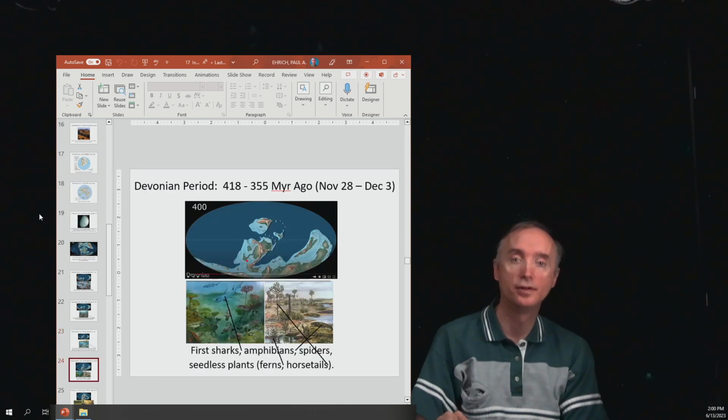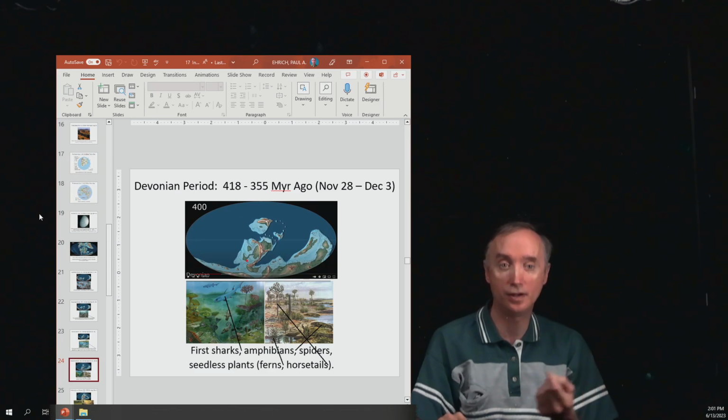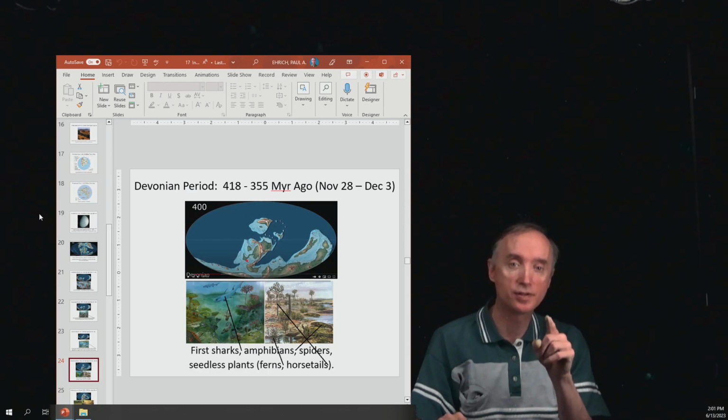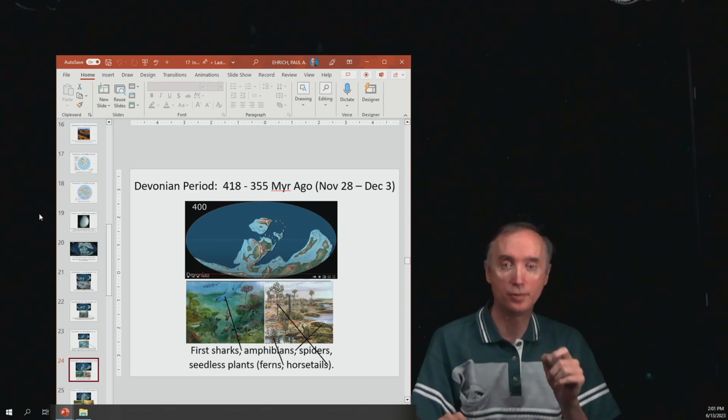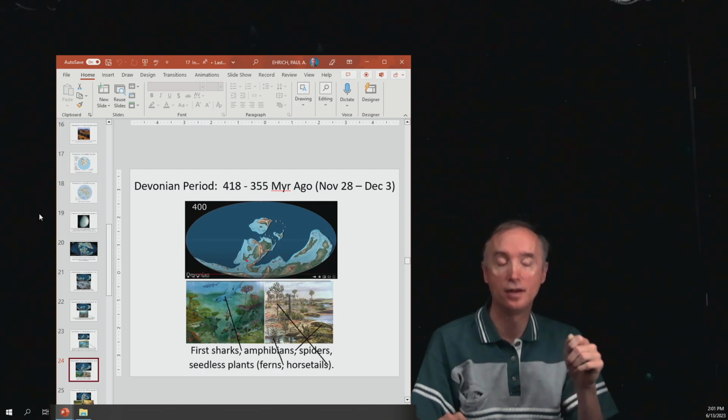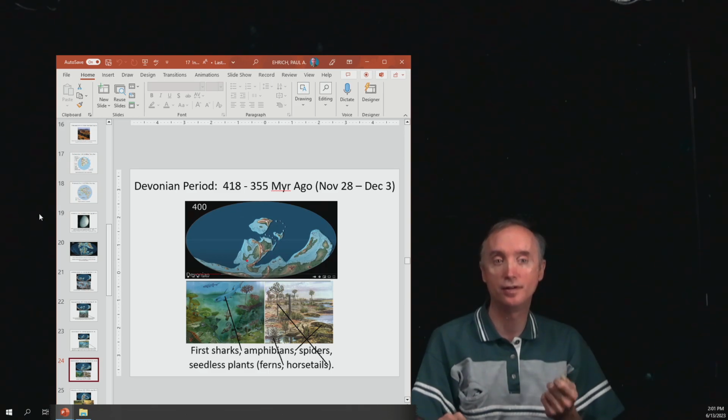Okay, then the next thing that you should notice is fish are appearing in the oceans. And you notice that the kinds of plants that are appearing on the land are getting bigger. So now we've got ferns and horsetails. But notice that ferns and horsetails, today, you only find them in wet environments. In order for a fern or a horsetail to exist, it needs water.